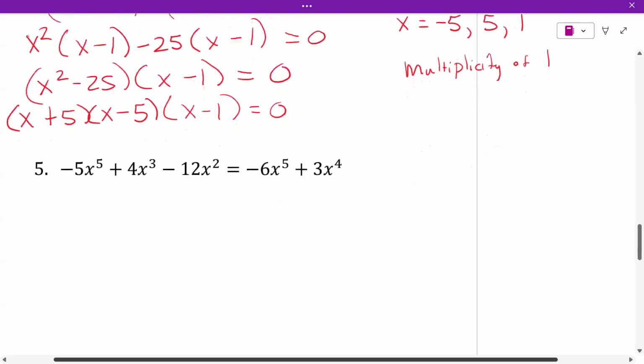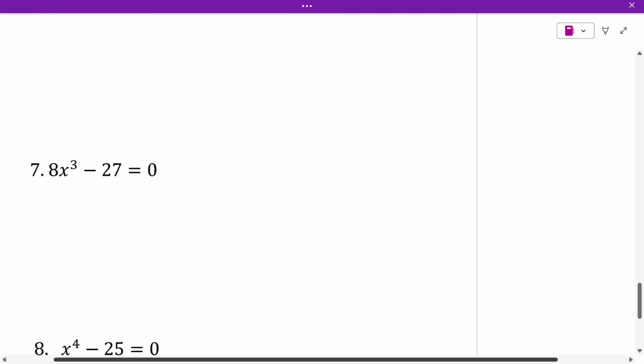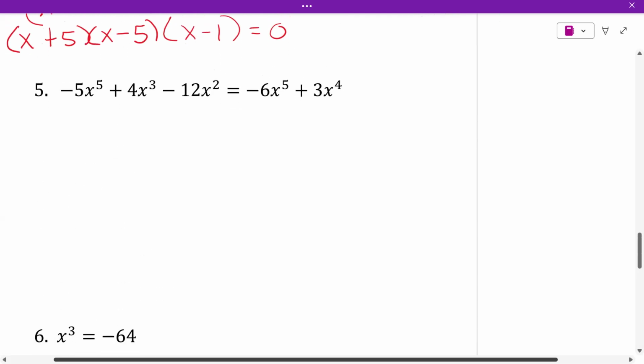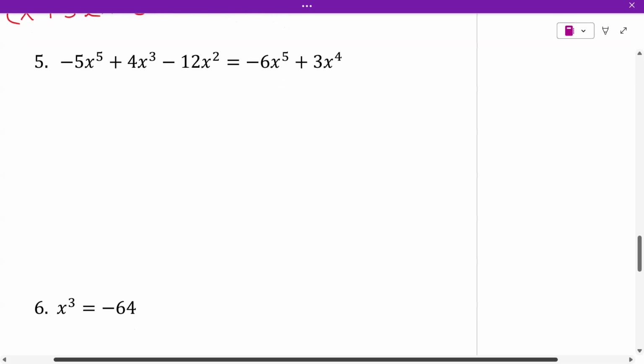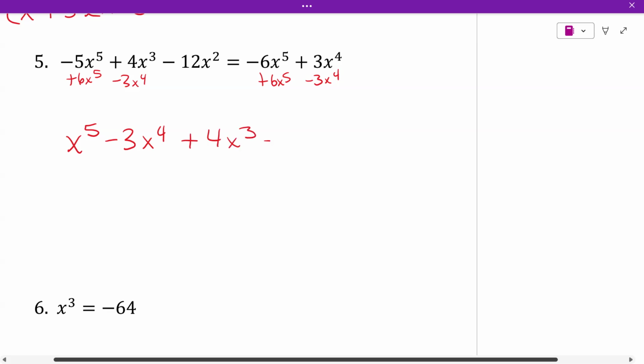One more, oh, 2 more to do. 3 more to do. Oh, 4 more. Oh my goodness, there's a few more to do. Oh my goodness, look at this. I need to get this side equals 0, so I have to add 6x to the 5th and subtract 3x to the 4th from each side. So I get x to the 5th minus 3x to the 4th plus 4x to the 3rd minus 12x squared.